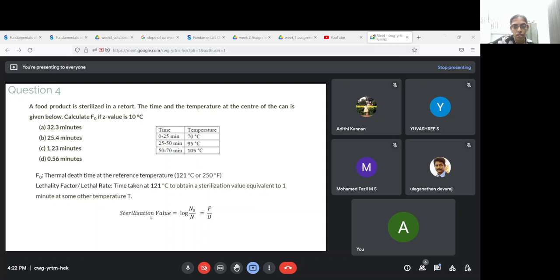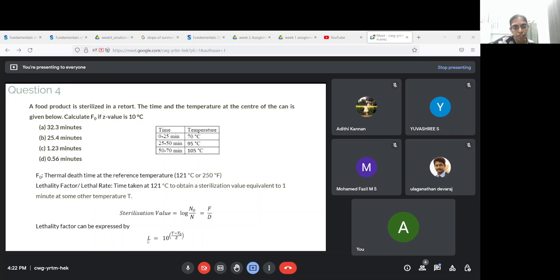Okay, so we used a term known as sterilization value. Sterilization value is nothing but the log reduction of my microorganisms. Let's say log of the initial number of bacterial cells divided by the final number of bacterial cells. And this, as we found in the previous slide, is equal to F by D, where F is the process time and D is the decimal reduction value. So the lethality factor is the time taken at 121 degrees Celsius to obtain a certain microbial reduction, the same as that obtained at another temperature for 1 minute. To connect lethality factor and F naught, first we have to figure out how to calculate lethality factor.